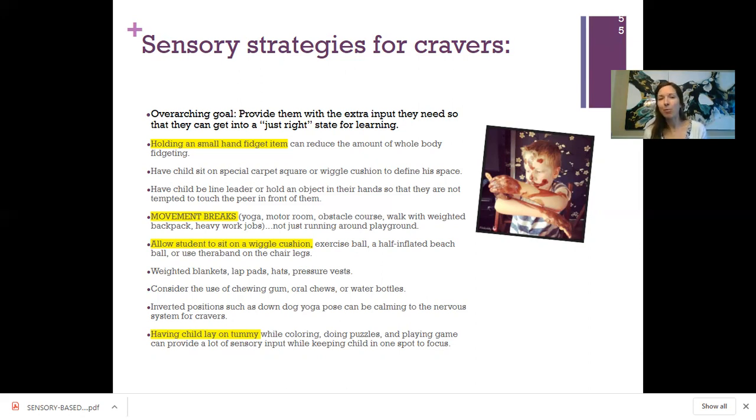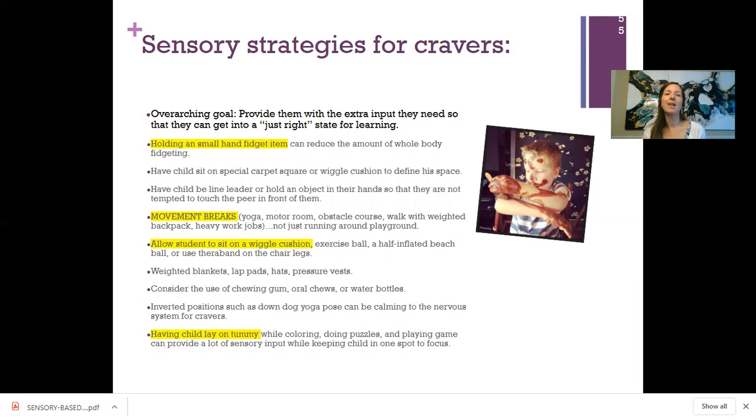Something to know about movement breaks is that sometimes people think of them as just letting the kids run outside, get some fresh air, run around, and come back in regulated. Well, unfortunately, it doesn't really work that way. Just running around and having unstructured active time isn't very regulating.